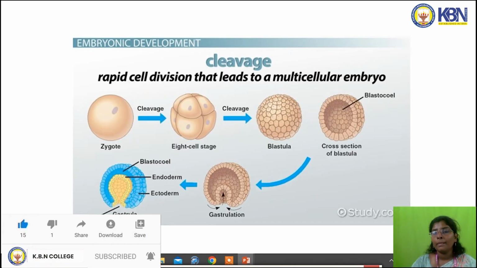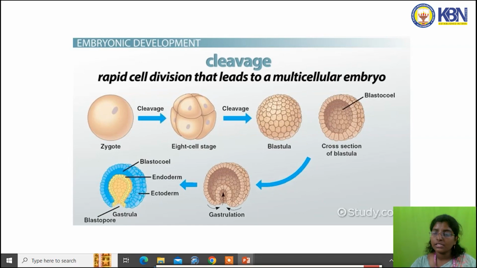This is the cleavage. What is cleavage? Cleavage is a rapid cell division that leads to a multicellular embryo. First, when the male gamete and the female gamete get fused, a zygote is formed. Then the zygote undergoes cleavages. It gets divided into pieces: the 2 cell, 4 cell, and 8 cell stage. This is the 8 cell stage. After this cleavage, a group of cells called the blastula is formed.